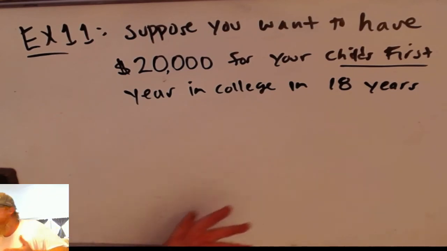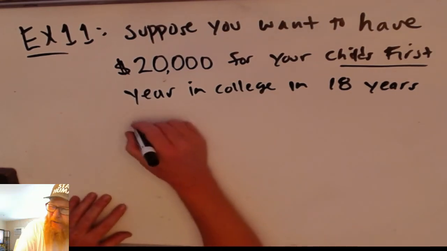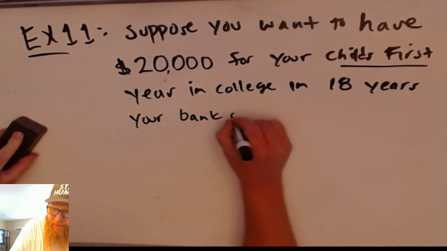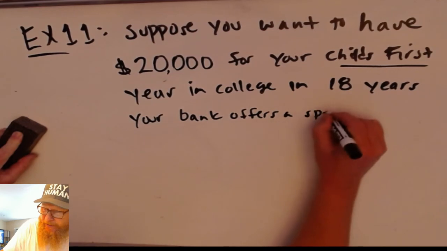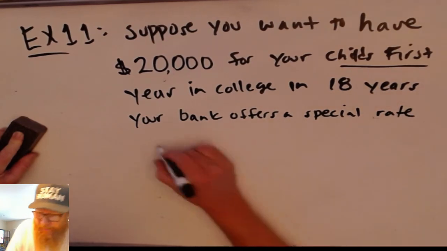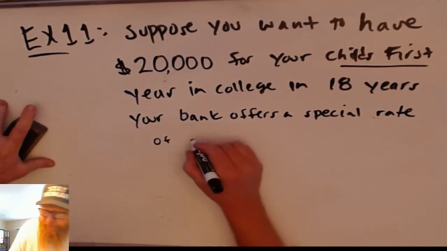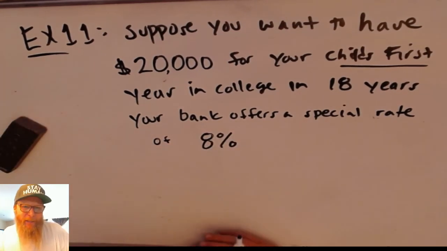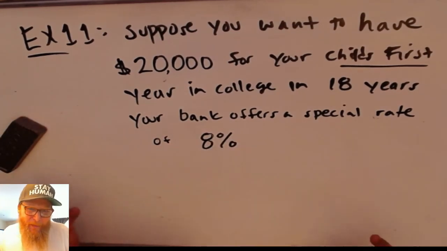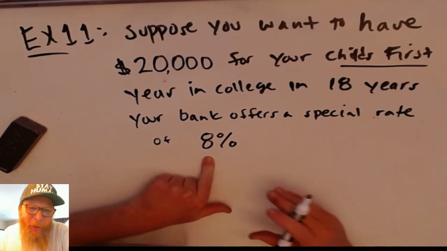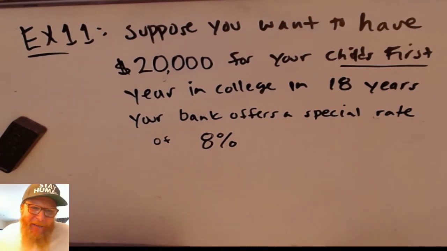Okay. Now they have these special savings accounts. Your bank offers a special college savings rate of 8%. That's actually pretty good. Now, I looked into this once, and the real rate, unfortunately, is much lower. It's like 1 or maybe 2%. But I'm just trying to make things look a little rosy, end this on a high note, right?